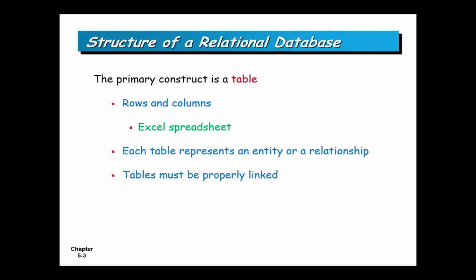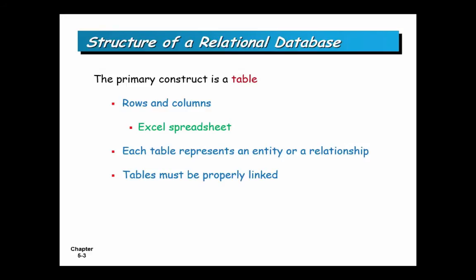Okay, so let's just go back through what a physical database is. And this is all about relational databases. We're not thinking about hierarchical or anything else except as it relates to relational databases. So the primary construct of a relational database is a table, just like an Excel spreadsheet. It has rows and columns. And just like an Excel spreadsheet, you might have multiple worksheets which would represent multiple tables.